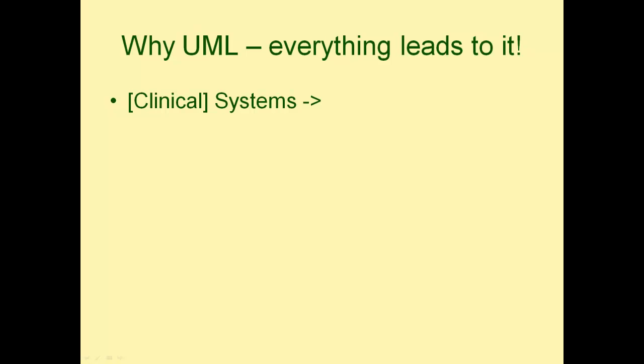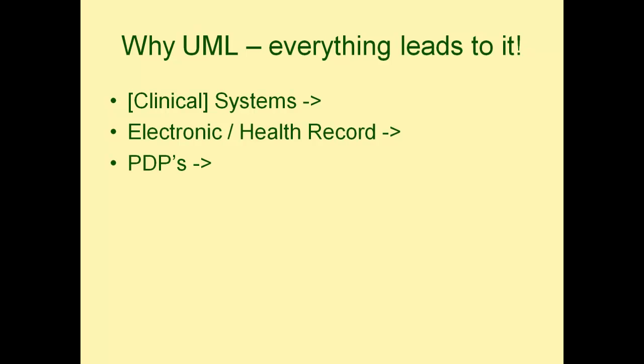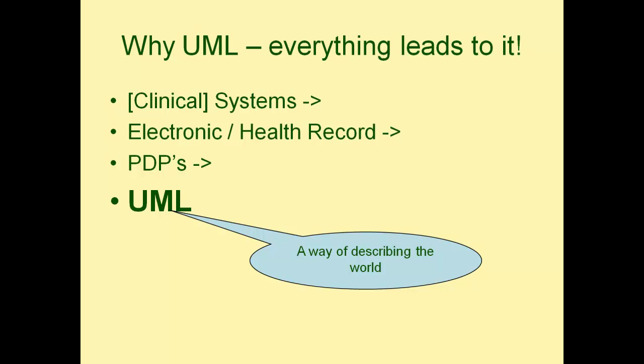Right, so why is UML so important? Well, actually everything leads really to UML. You think about designing clinical systems, the electronic healthcare record, even personal development plans, they can all be modelled and described by using UML. UML itself is based upon a particular philosophy of describing the world, and once you start using UML it makes you think about everything in the world in a particular way. It might be classed as a rather bad reductionist way, but I find it's an extremely good way of clarifying much of your thought about the world in general.